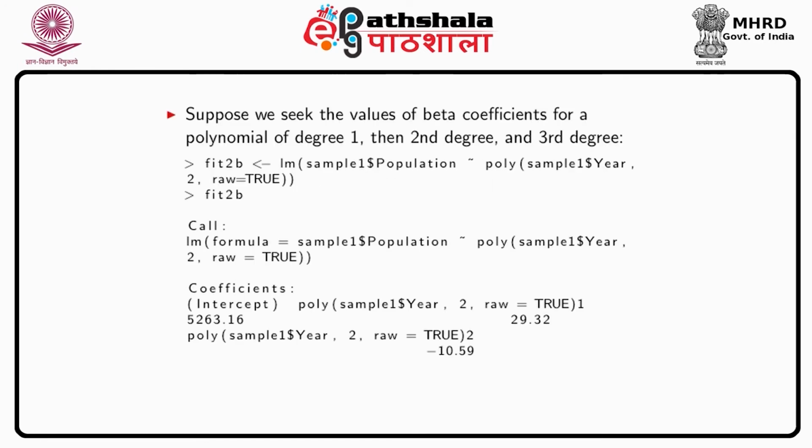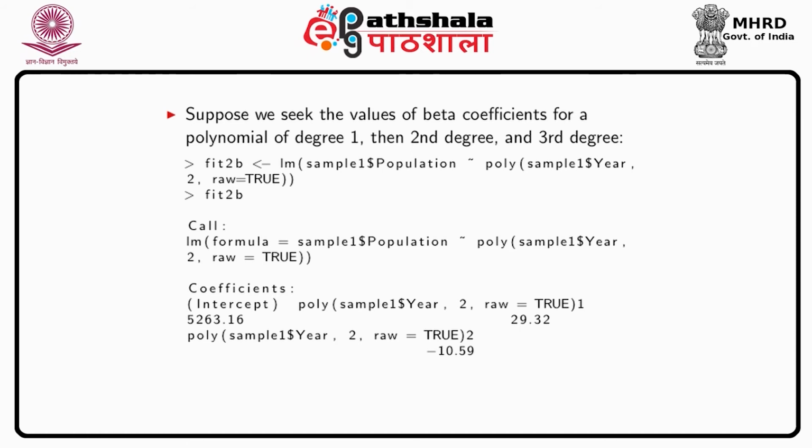Now, in order to fit a polynomial regression, suppose we seek the values of beta coefficients for a polynomial of 2nd or 3rd degree for the data set that we have regarding the population of the Italian city, which has been collected over a period of 10 years. So the R code for fitting this regression model is given here on the next slide. It says the first fit is done using the LM function, where we regress the sample population on a polynomial of degree 2 on sample year.